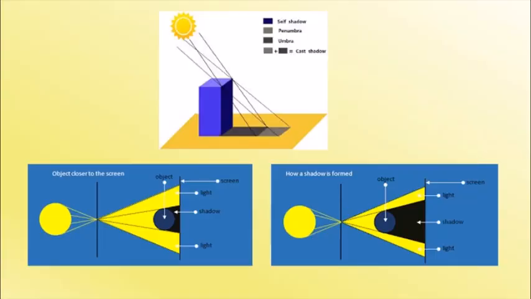Hello students, in this video we will start with the chapter Refraction of Light. Now you have seen that generally light travels in a straight line, and because of this, if an opaque object lies in the path, a shadow of the object is formed.